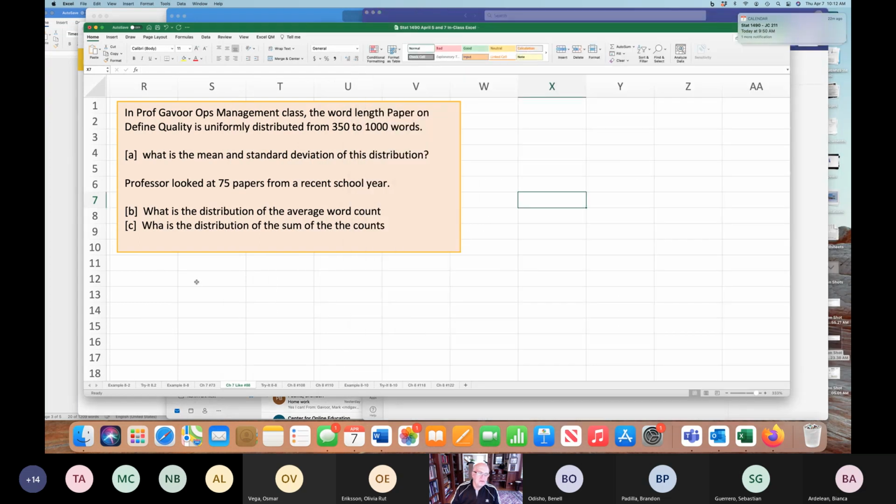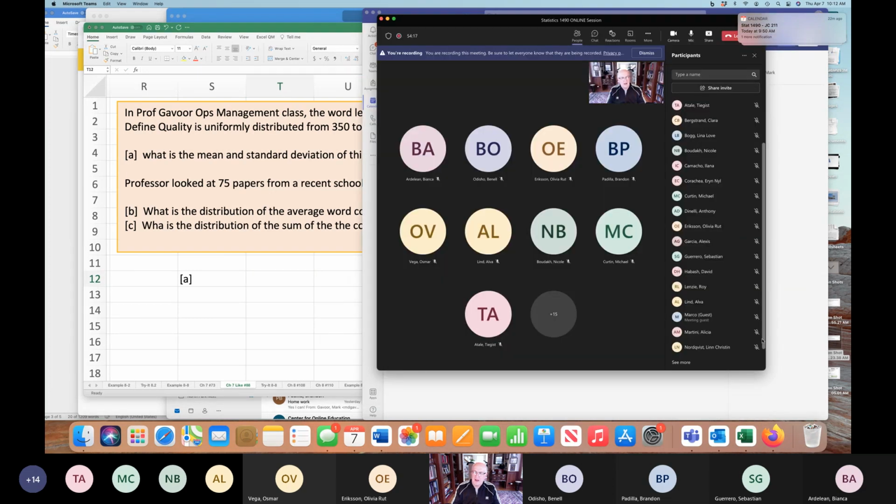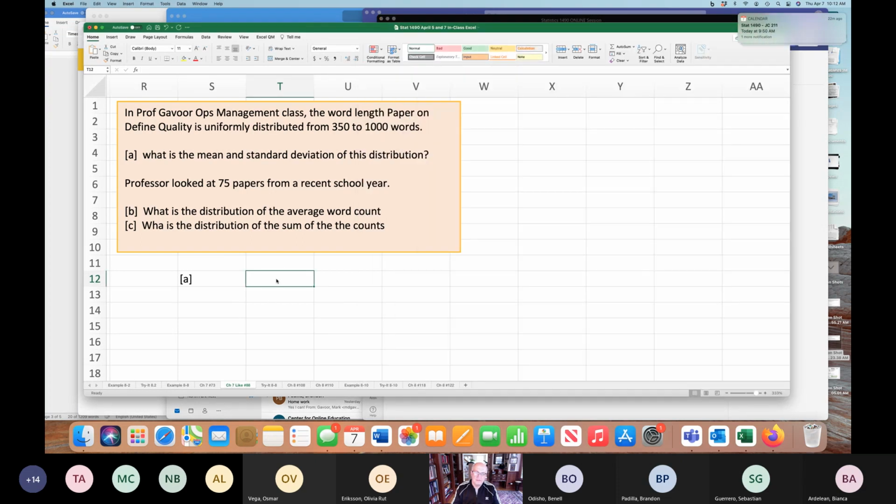Okay, let's do A first. And I'm going to randomly ask questions of people. Alexis, what is the distribution in A? I really don't know. Okay. Read the first sentence of this problem out loud, please. In Professor Gabor's op management class, the word length paper on defined quality is uniformly distributed from 350 to 1,000 words. What distribution do you think it is? The word length of the paper. Sorry.